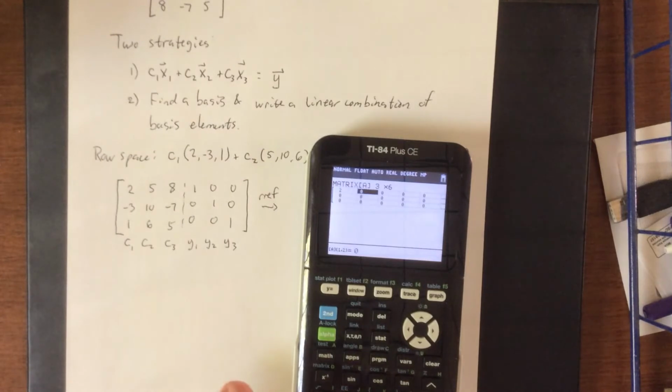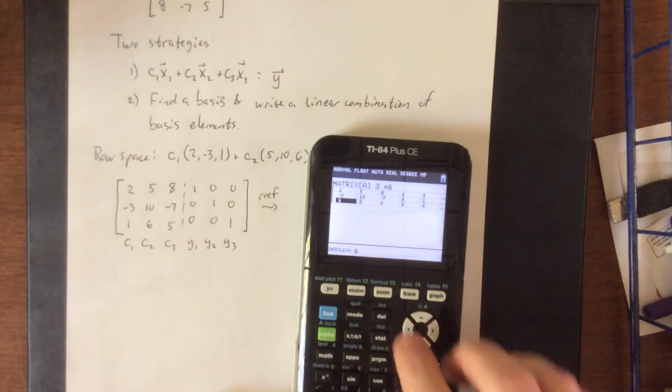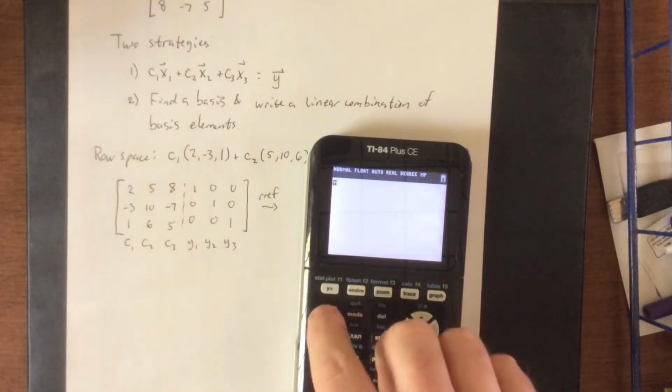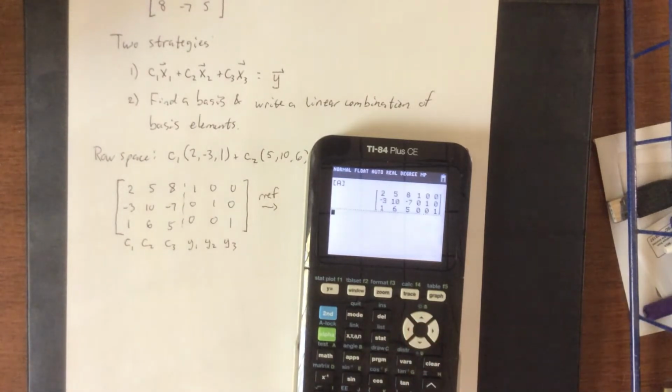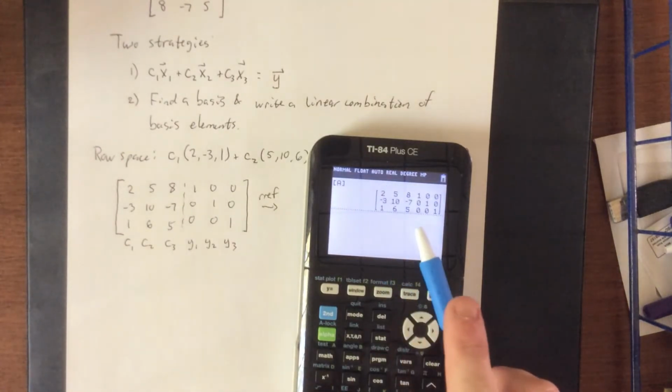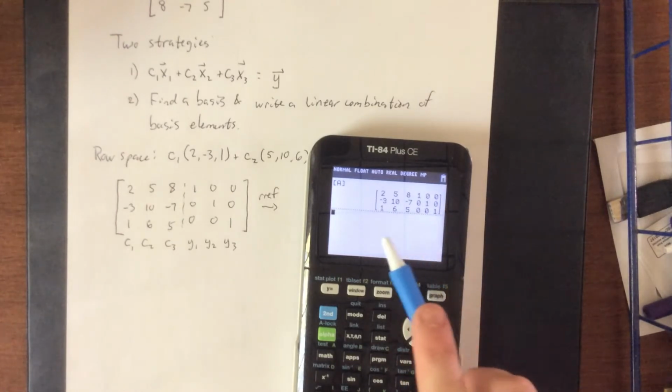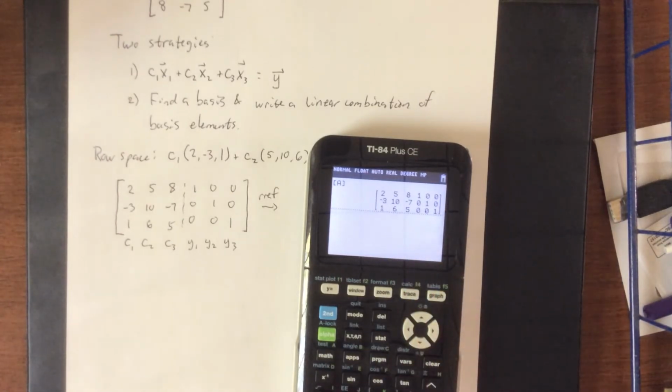So first row, 2, 5, 8, 1, 0, 0. Second row, negative 3, 10, negative 7, 0, 1, 0. And 1, 6, 5, 0, 0, 1. I think something may have gotten messed up there, so I'm just going to double check real quick, make sure that everything got in here correctly. 2, 5, 8, 1, 0, 0, negative 3, 10, 7, 0, 1, 0, 1, 6, 5, 0, 0, 1. Okay, I think we're good.